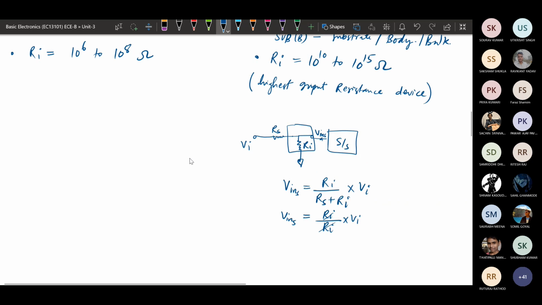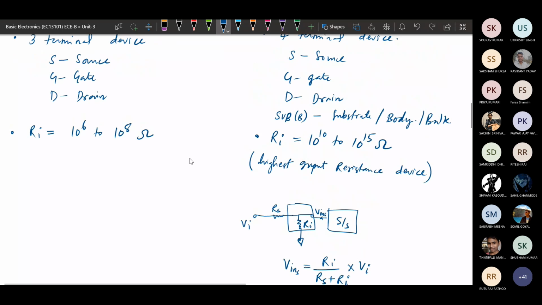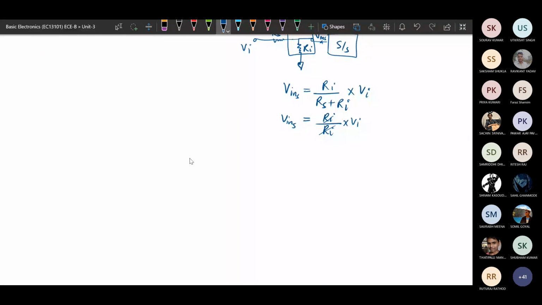So this is the basics of a JFET and MOSFET. Next, the JFET and the MOSFET are each further divided into two different parts. The JFET is divided as N channel and P channel. So the JFET is of two types, that is N channel JFET and P channel JFET.